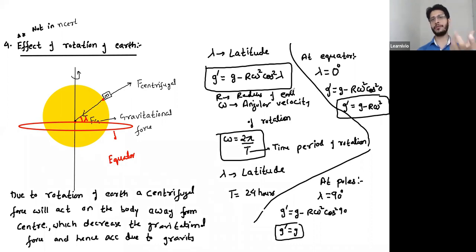So due to rotation of Earth also, the value of acceleration due to gravity decreases. But it doesn't affect at poles. At poles, there is no effect of rotation of Earth on the value of acceleration due to gravity. So that is the effect of rotation of Earth on the value of acceleration due to gravity. Let's do one question.